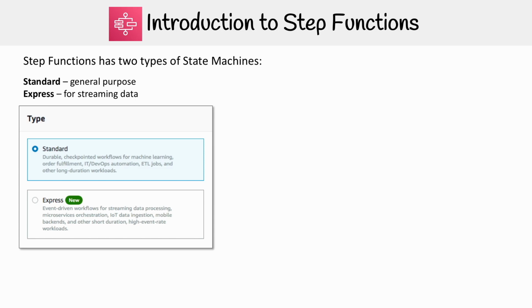All right, before we move on to use cases with step functions, let's talk about the two types of state machines we get to choose from. So when you make a step function, you have to choose a state machine, and we have standard and express. Standard is for general purpose stuff, and express is for streaming data kind of stuff.